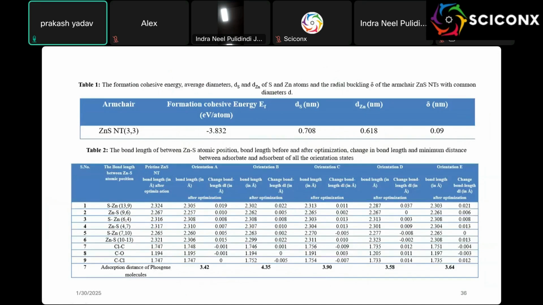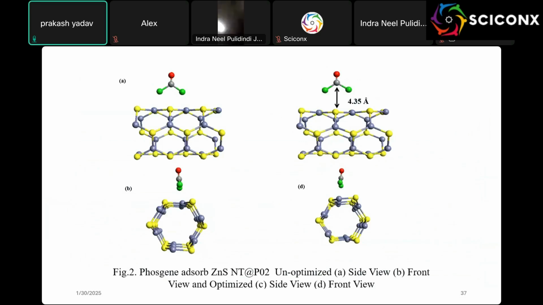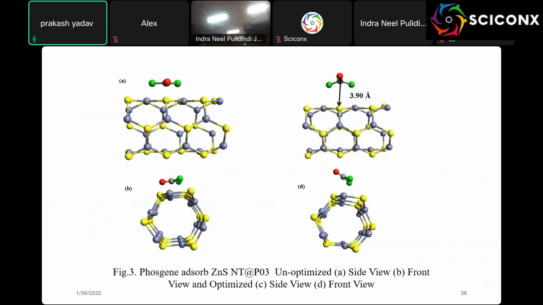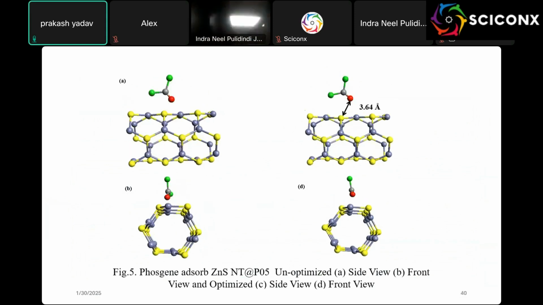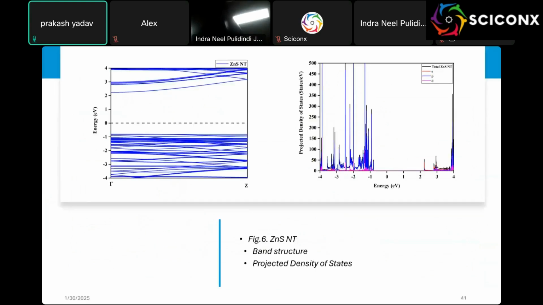This buckling matches with the experimental work. And this is the change of bond length for all orientations, A, B, C, D, E. This is the second orientation of the molecule, this is the third orientation, this is the fourth orientation, and this is the fifth orientation of the molecule. And this is the band structure of the pristine ZnS nanotube.